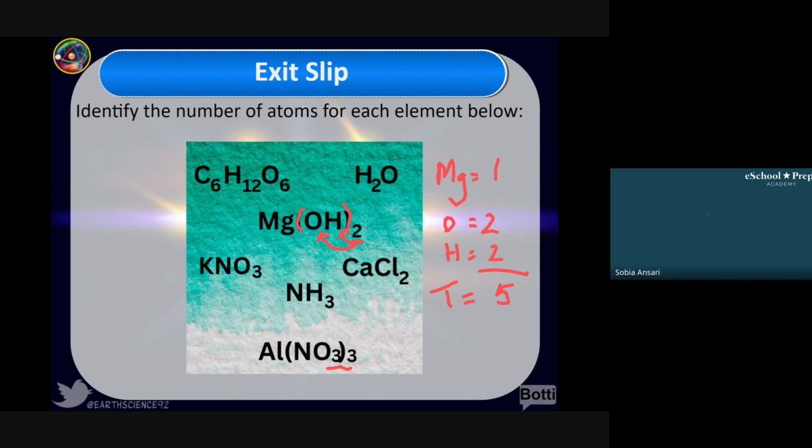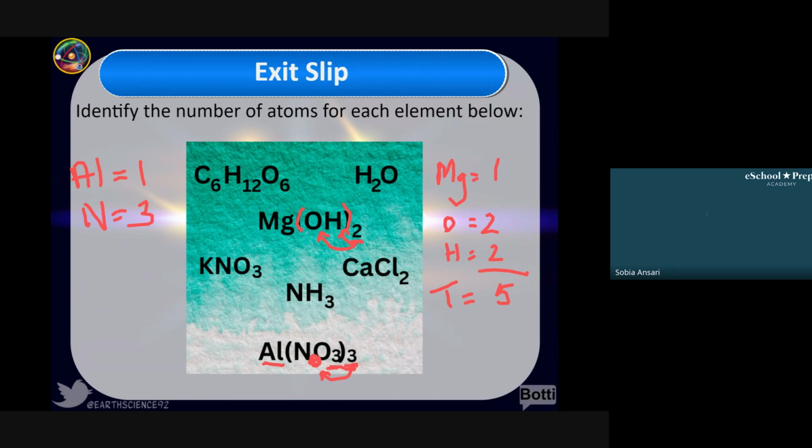Something like over here, we are going to start with Al. There's no subscript in front of Al, so we're going to say we only have 1 aluminum. Nitrogen doesn't have a number right here, and we have a 3 outside of the parentheses, so we're just going to multiply it by 1. 3 times 1 is equal to 3. So there's 3 nitrogen atoms.